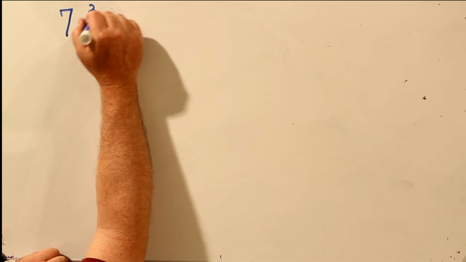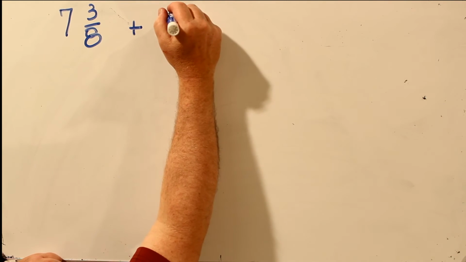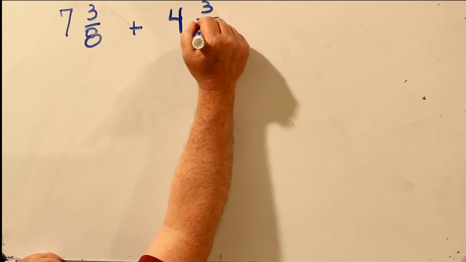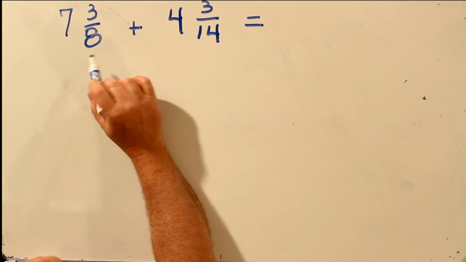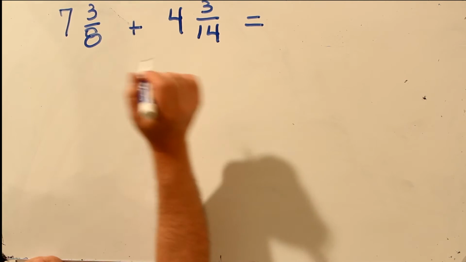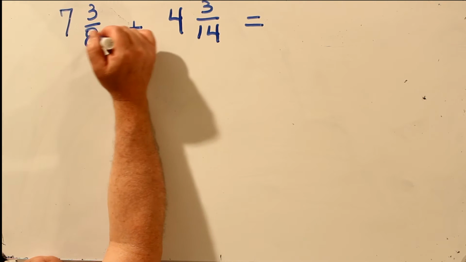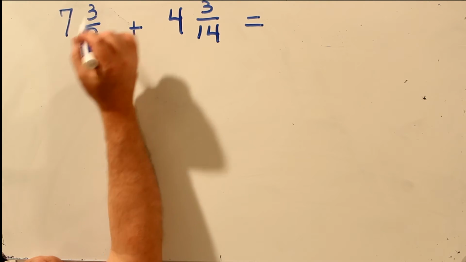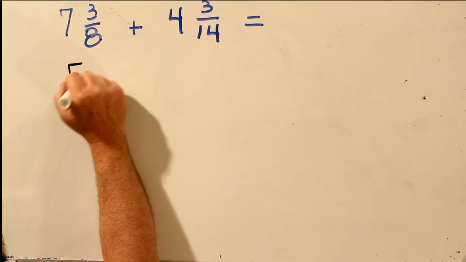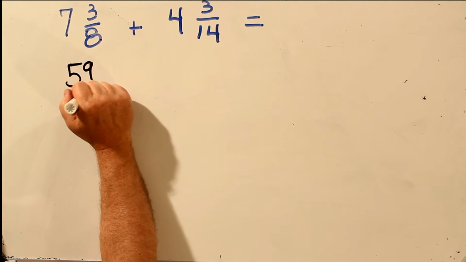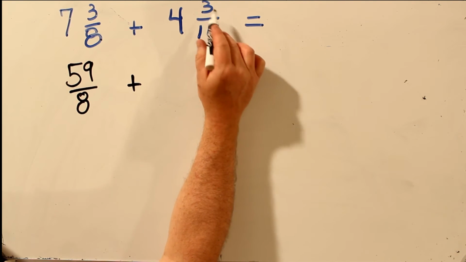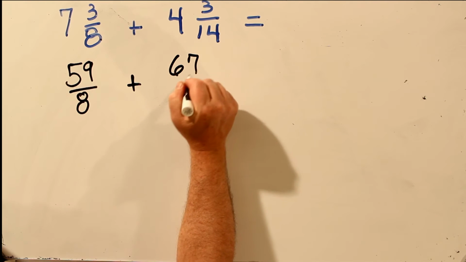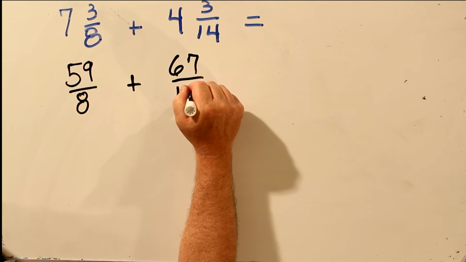Let's do one more. Let's add 7 3/8 to 4 3 over 14. The first step is to convert both mixed numbers to improper fractions. So the shorthand way to do this is multiply 7 times 8, which is 56, plus 3 is 59. And keep the bottom number the same. Here, 4 times 14 is 56, plus 3 is 59 over 14.